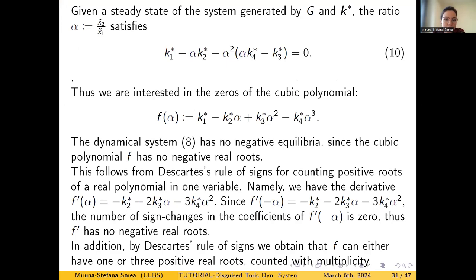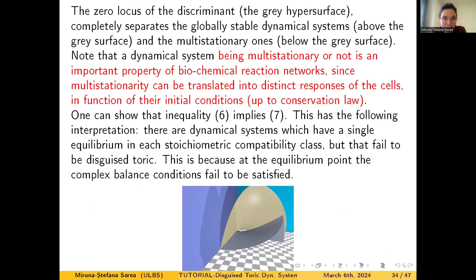I hope you don't get too tired of it, but I thought it's interesting, since I was saying in the beginning that Descartes' rule of signs, which is a tool in real algebraic geometry, comes into play in this work. And indeed, we needed such a thing in order to conclude what we were saying about multistationarity and to get to that discriminant and so on. This is what I was saying before.